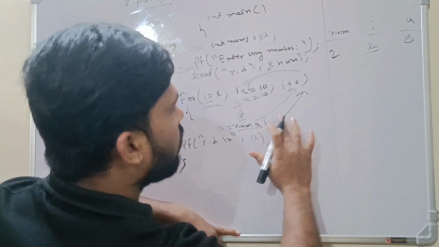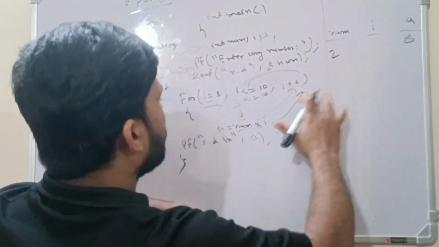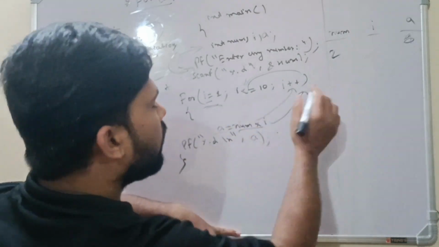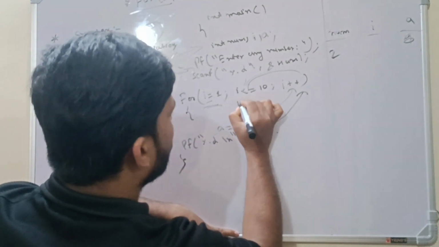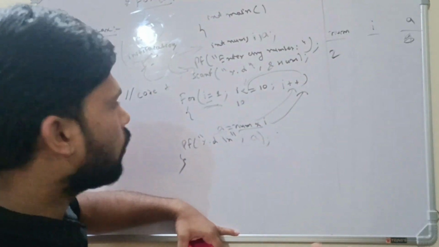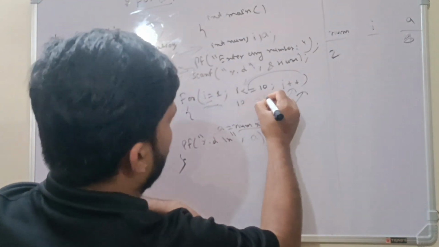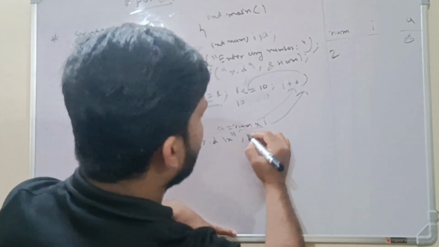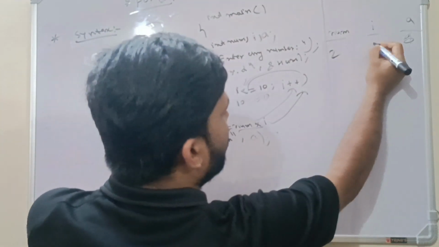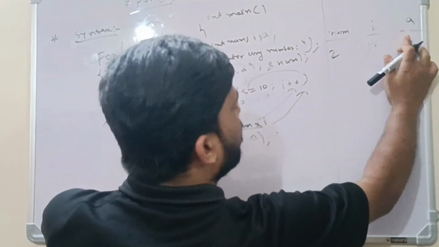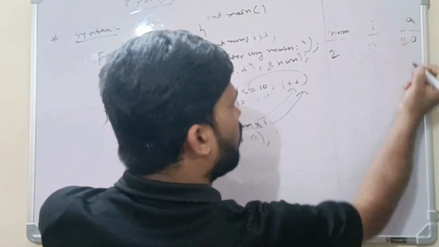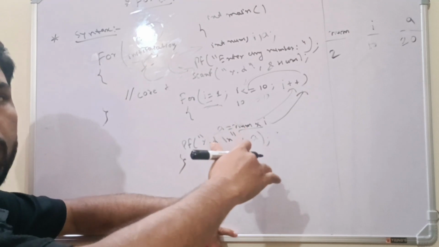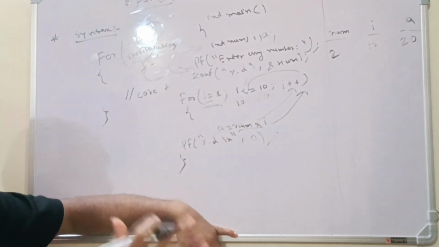So let's see. Suppose i becomes 10. So i equals 10, and 10 is less than or equal to 10, yes. The operation will happen: number into i, so 10 into 2 equals 20. This is how it will do the iteration one by one, up to 10. Is that clear so far?